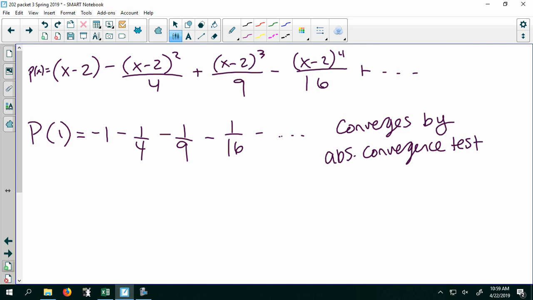You could also just factor out a negative 1. You could just say negative 1 times 1 plus a 4th plus a 9th plus a 16th. You know that converges because it's a p series with p greater than 1. So that's a finite number. A finite number times negative 1 is still a finite number. So this converges. That means that 1 is also part of my interval of convergence.